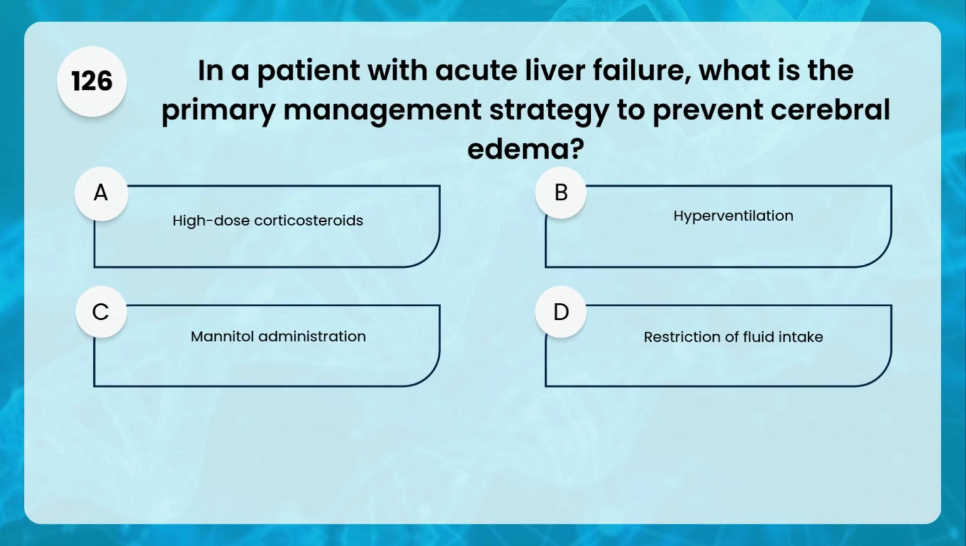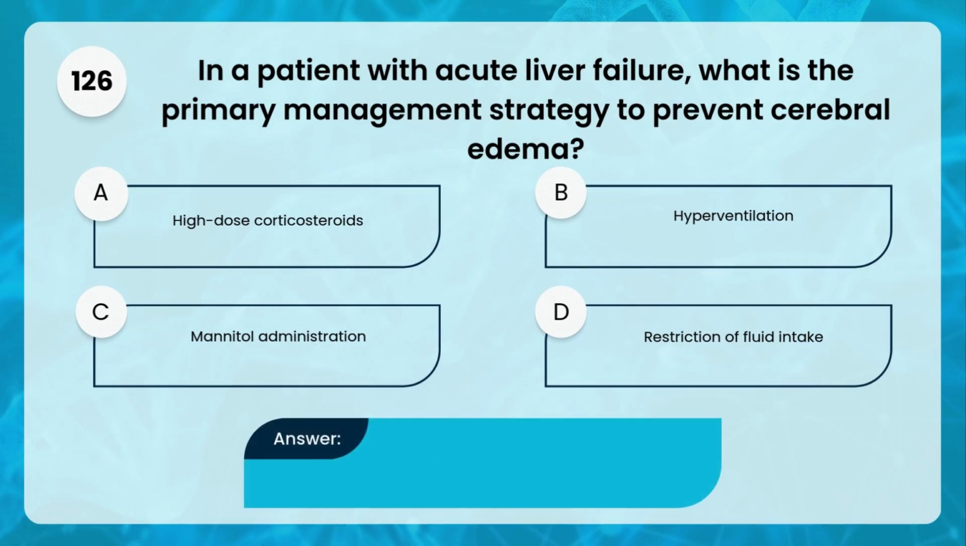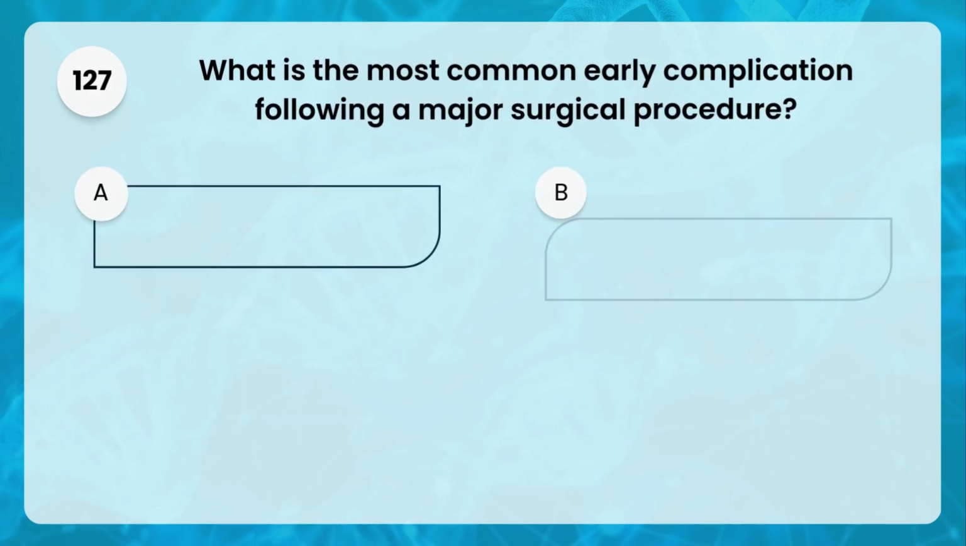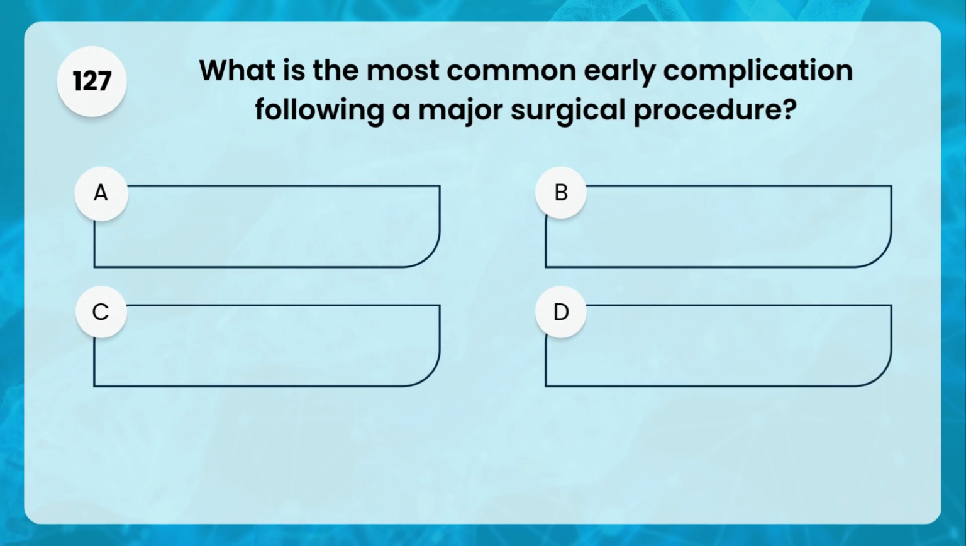126. In a patient with acute liver failure, what is the primary management strategy to prevent cerebral edema? A. High-dose corticosteroids. B. Hyperventilation. C. Mannitol administration. Or D. Restriction of fluid intake. The answer is C. Mannitol administration.